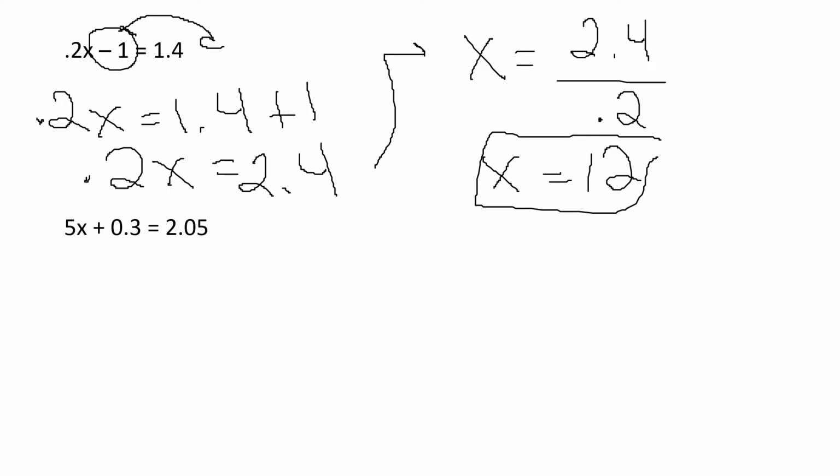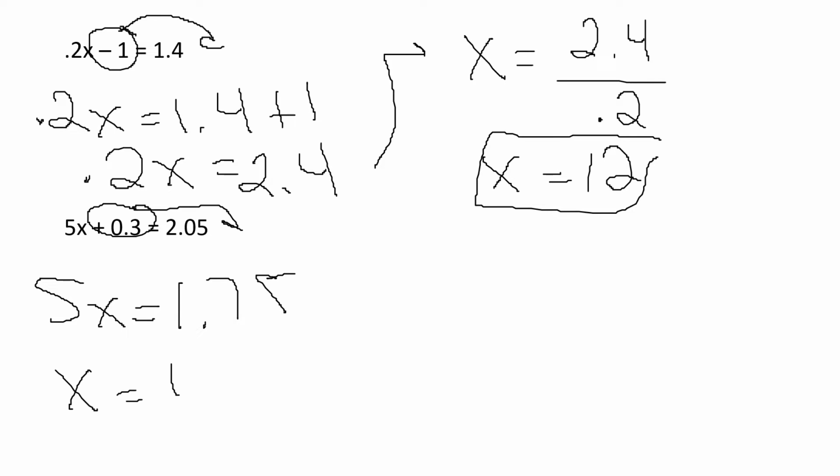Same thing here. We're going to move our plus 3 over, and it's going to become 2.05 minus 0.3 gives me 1.75. Move my 5 over and divide by 5, and I end up with 0.35.